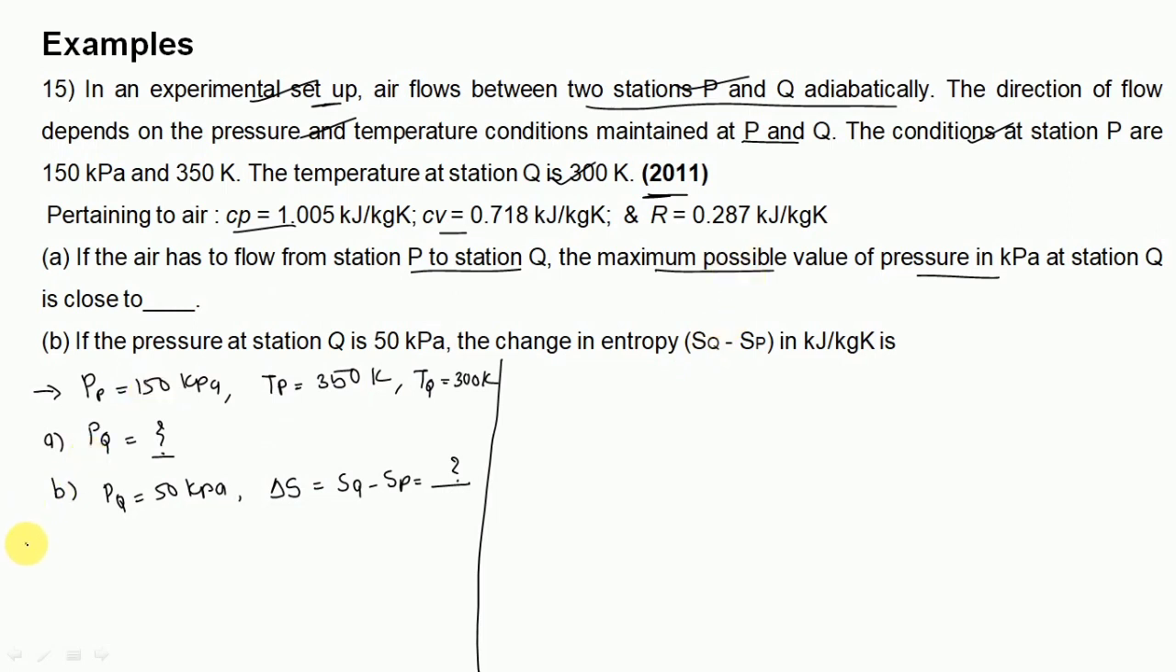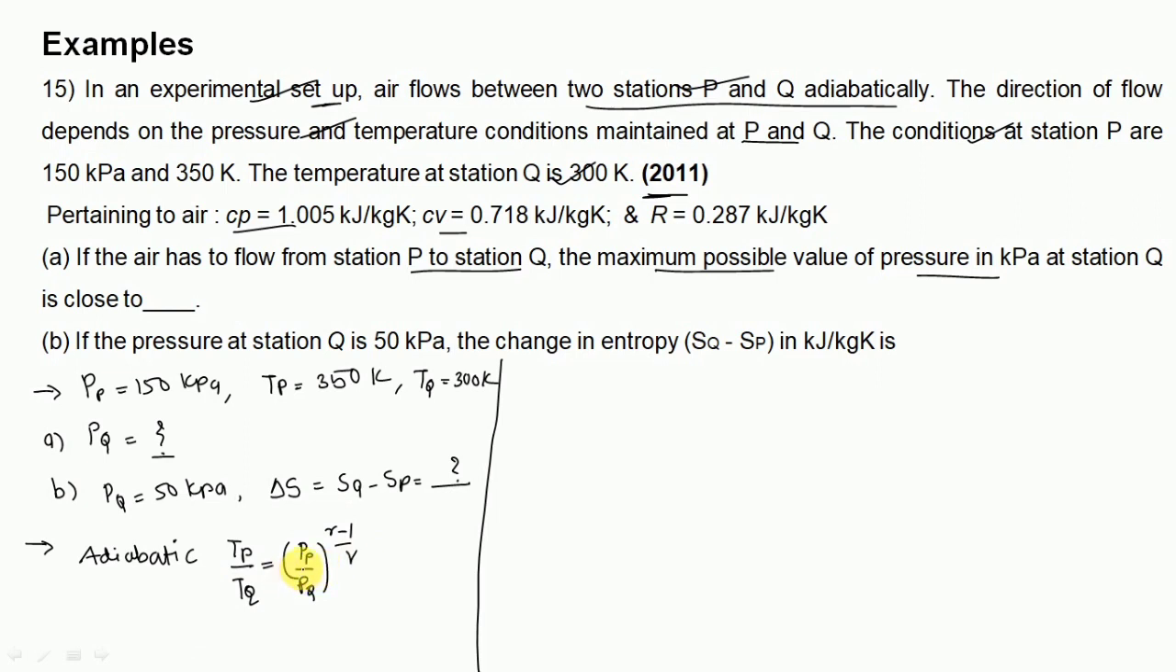So here this is the process. You can see it is an adiabatic process, and for the adiabatic process we know the relation between pressure and temperature: Pp upon Pq is equal to (Tp upon Tq) to the power gamma upon gamma minus 1. We already know T1 by T2 is equal to (P1 by P2) to the power gamma minus 1 upon gamma. This relation is in the form of P and Q.